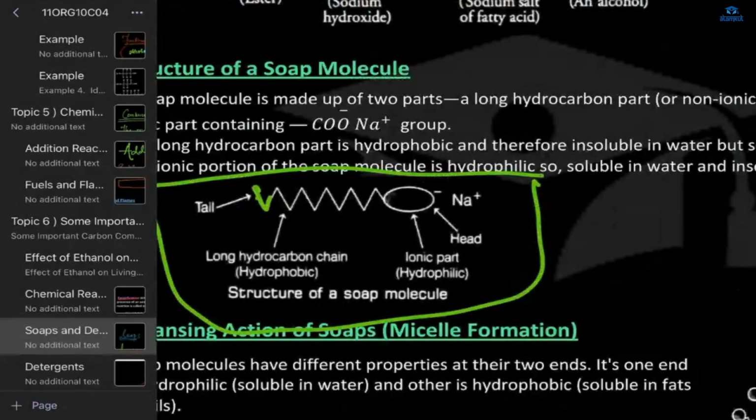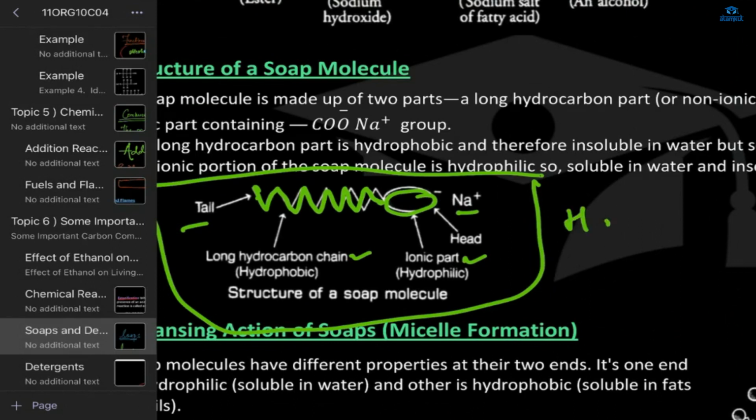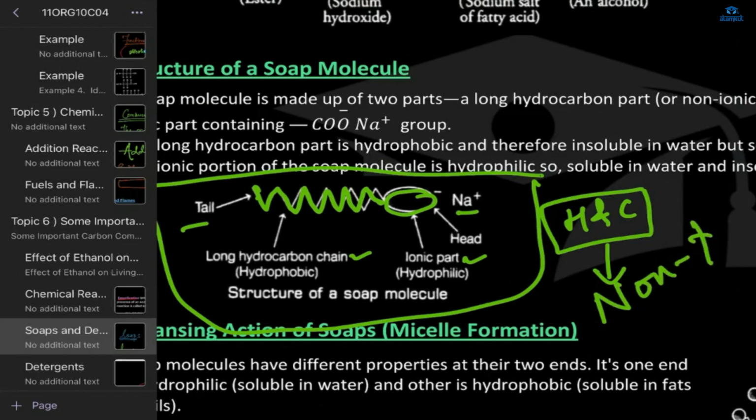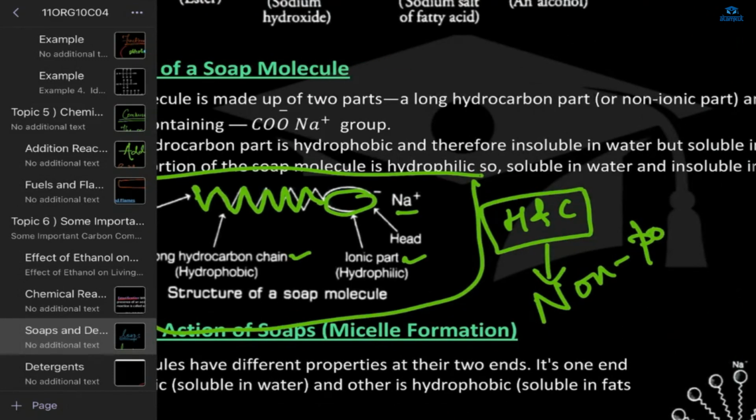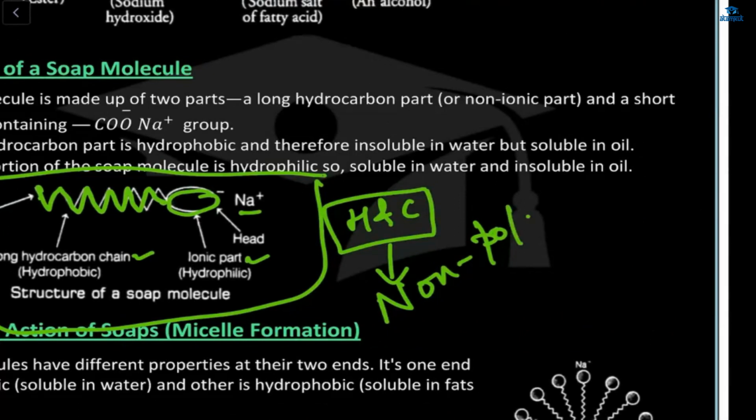See, this is your tail and this is your head, and here is your Na plus. So here also it's written: see, your ionic part, and this is the long hydrocarbon chain part. You have to remember it like this, that hydrogen and carbon are always friends and they will never go against each other. So these are your non-polar ends, they won't have any charges between them.